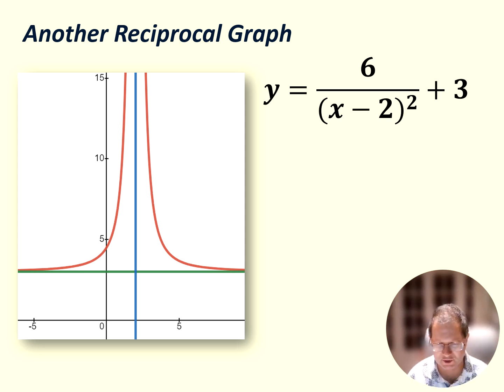Again, these are things that you covered to some degree at GCSE. So as a result of the x minus 2 in the brackets and the plus 3 on the end, the whole graph, which would have been 6 over x squared, has been translated 2 to the right and 3 up. And the green asymptote is y equals 3, and the blue asymptote is x equals 2.